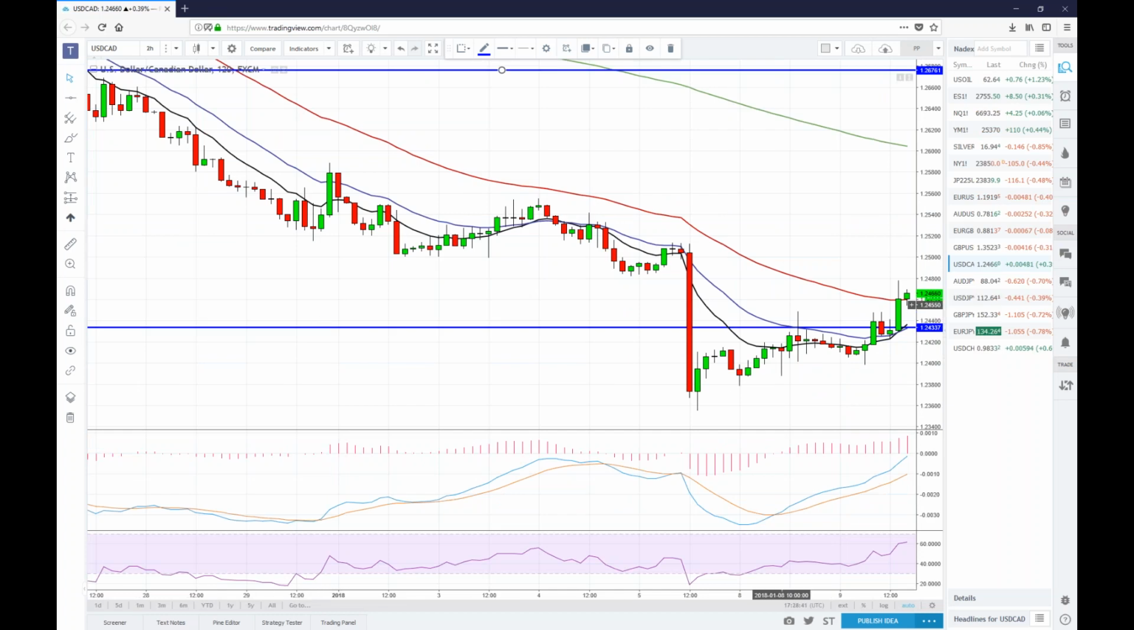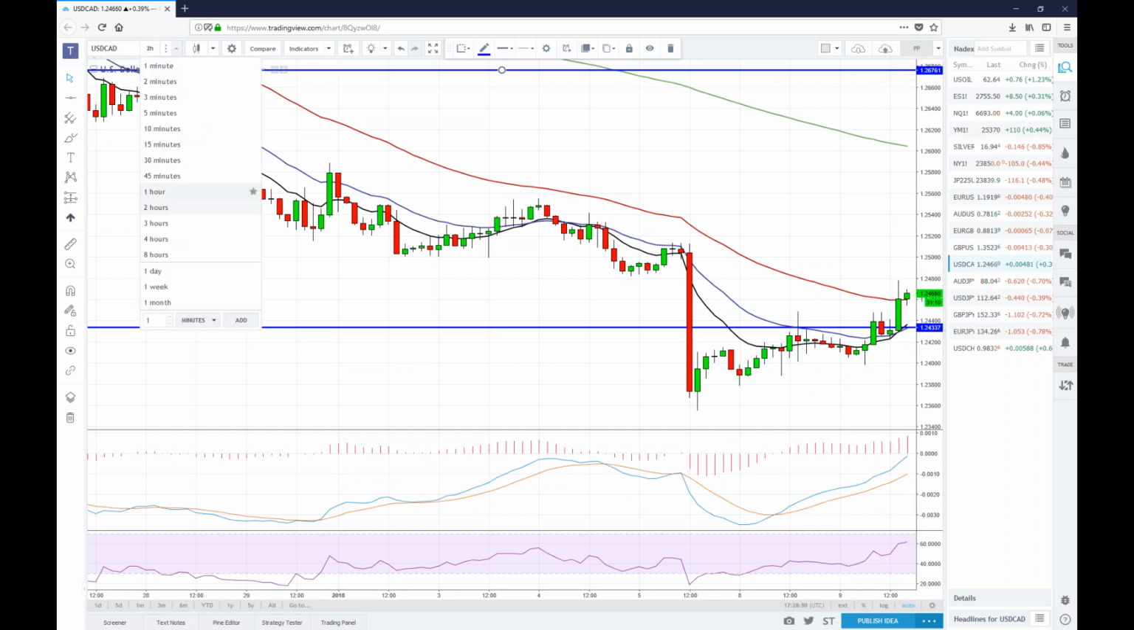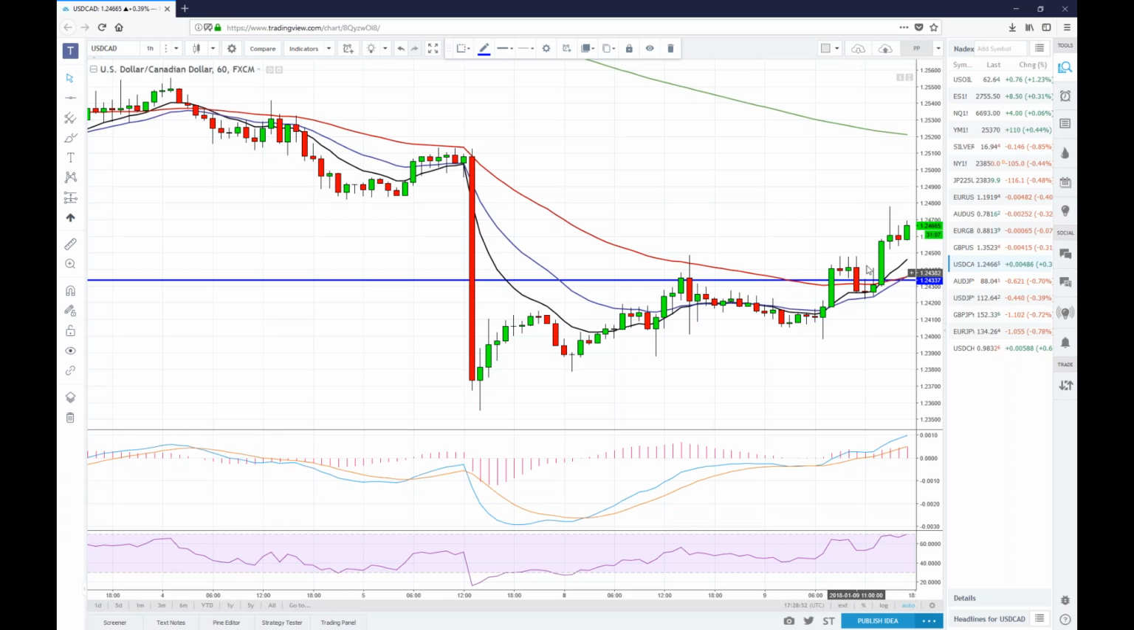Let's have a look at the 2-hour chart. Much more pronounced, higher highs and higher lows, higher highs. The 10 has already crossed above the 20. Let's have a look at the 1-hour chart. Sure enough, we start to see the uptrend now.